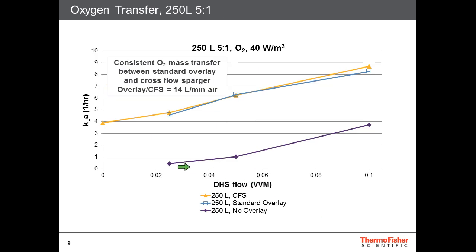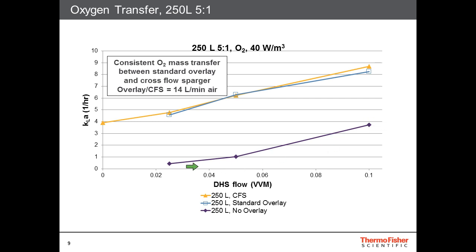So this is a graph to explain the oxygen transfer kLa values. We saw in the previous example the carbon dioxide stripping. So this is for oxygen transfer. When there is no sparger, there is no overlay.